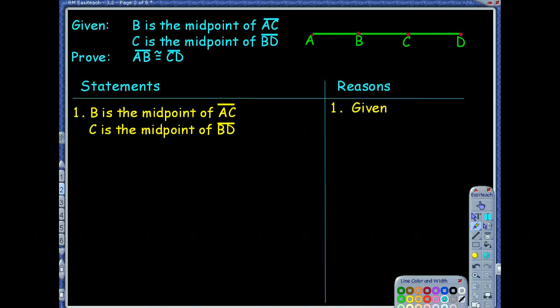Okay. So in here they tell us that B is the midpoint of AC. So this point B is the midpoint of segment AC. And hopefully we're thinking what that tells us. And they tell us that C is the midpoint of BD. That's all of our given information. And then we know that we're trying to prove some segments to be congruent.